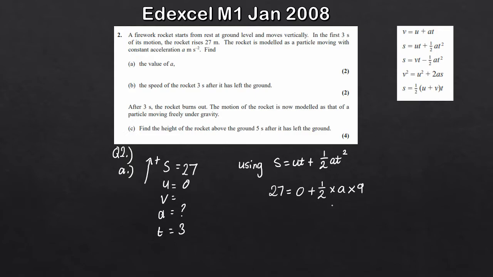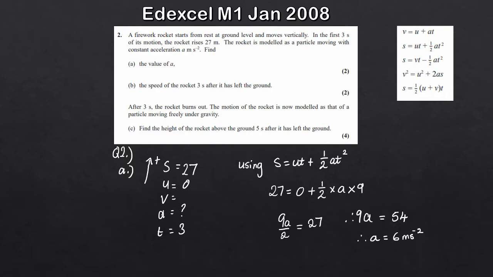So what do I get here? Well, we get 9A over 2 is equal to 27. So I want to solve for A here. So a nice linear equation, times both sides by 2. We get 9A is equal to 54. So we divide both sides by 9 then. We get 54 divided by 9. So we get A is 6. Okay, don't forget your units. So that's the value of A.